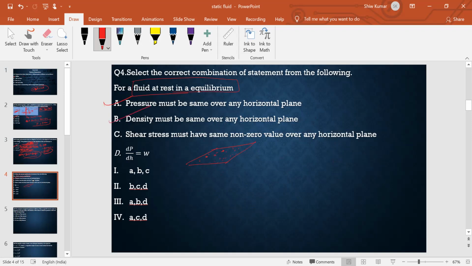And next, shear stress must have a non-zero value over a horizontal plane. That is not correct. Shear stress will be 0 on a horizontal plane, not non-zero. And dP by dH is equal to omega.